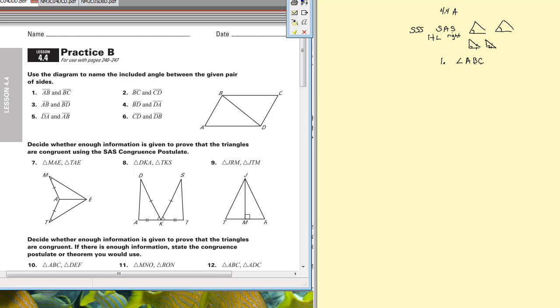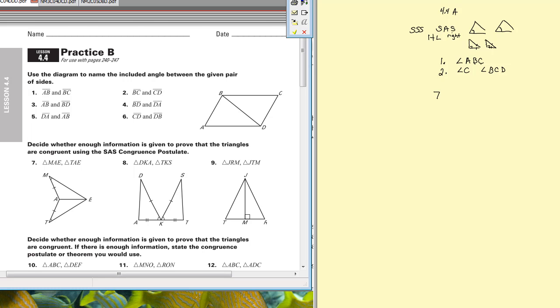Let's do one more. 2. B to C and C to D. Well, this time there's only one angle coming off of that. So if I wanted to use a shortcut method, I could just say angle C. But another, probably more proper way to say it would be angle BCD. Okay? Now, let's look at number 7.